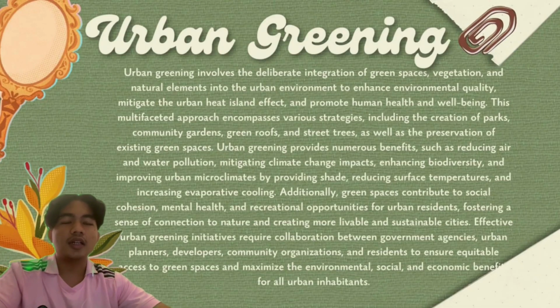To solve the urban heat island or UHI, we can make urban greening. Urban greening involves the deliberate integration of green space, vegetation, and natural elements into the urban environment to enhance environmental quality, mitigate the urban heat island effect, and promote human health and well-being. This multifaceted approach encompasses various strategies including the creation of parks, community gardens, green roofs, and street trees, as well as the preservation of existing green space. Additionally, green space contributes to social cohesion, mental health, and recreational opportunities for urban residents, fostering a sense of connection to nature and creating a more livable and sustainable city.